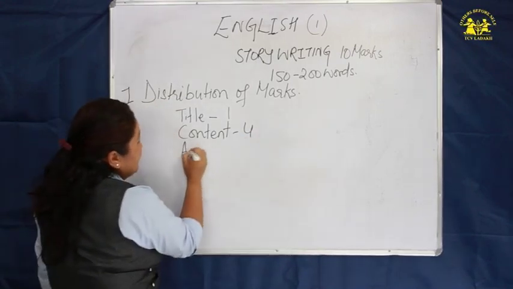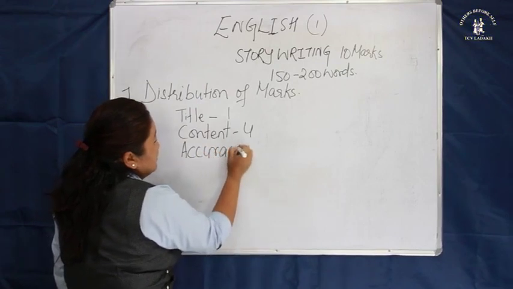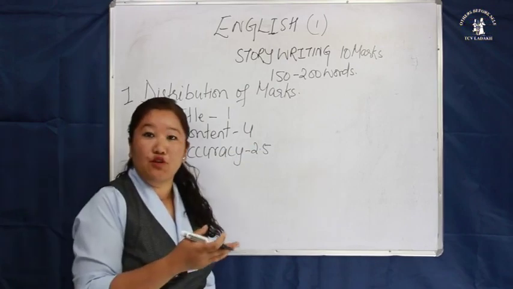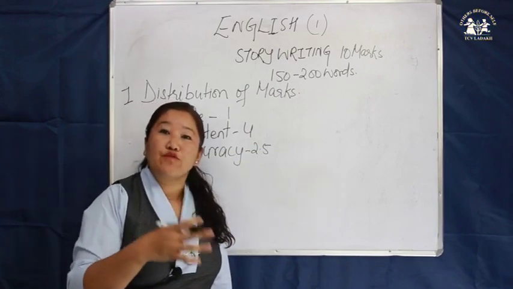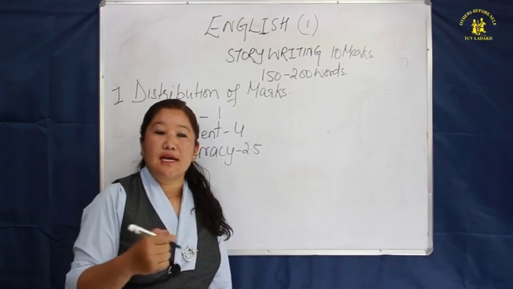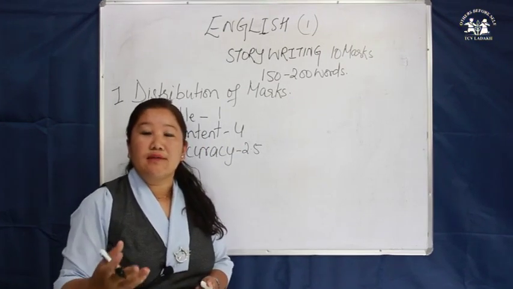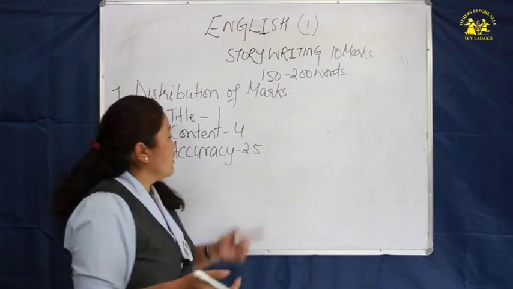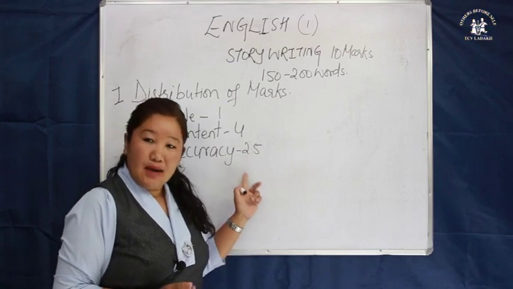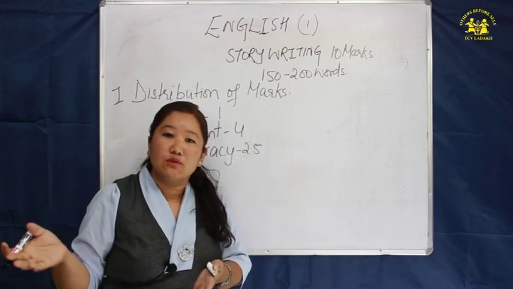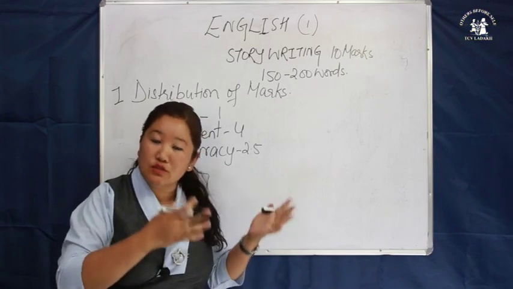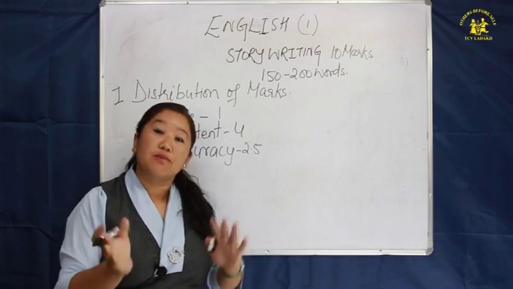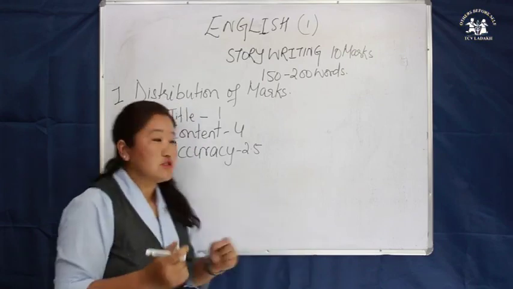And then you have accuracy, 2.5 marks. That means the kind of words, the kind of sentences, the kind of phrases, idioms, proverbs that you use in the story to develop the story and to make the story interesting, you have 2.5 marks. That means you should not use a word which is not relevant to the story. Anything that you use to make the story interesting, any word, proverb or phrase, should be appropriate and related to the story, all right?